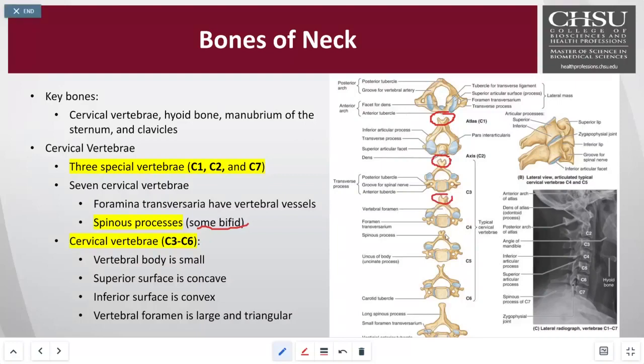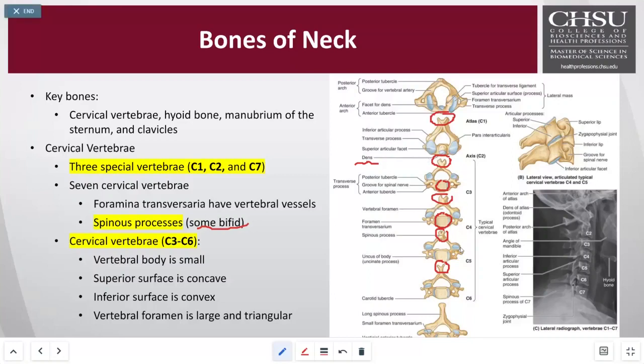So you can see C4 compared to C5 compared to C6. Obviously, the biggest difference is the body, this big round block, which is going to get a little wider as you transition down. The body is not visible in the atlas, C1. C2, the axis, has something called the dens. The dens is a protruded odontoid process, literally a vertical process that protrudes upwards and forms a little ring.